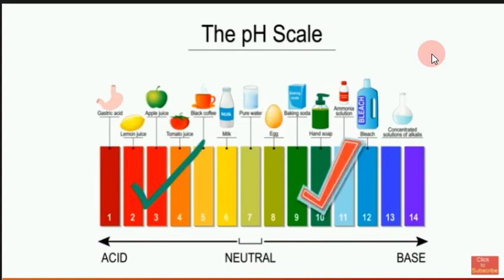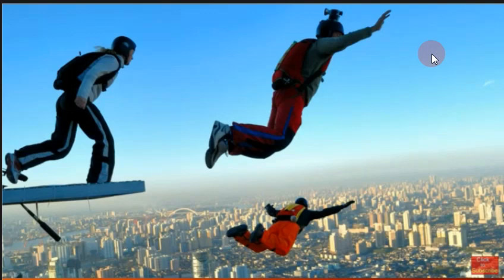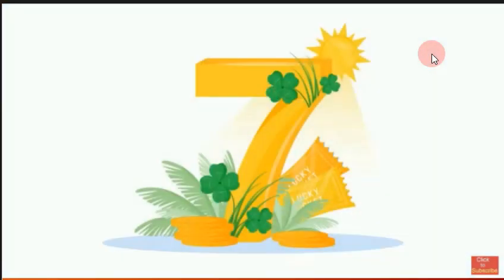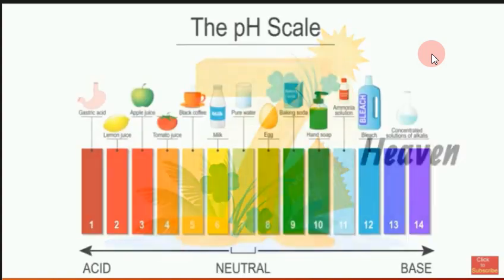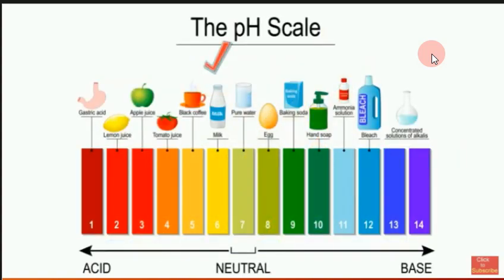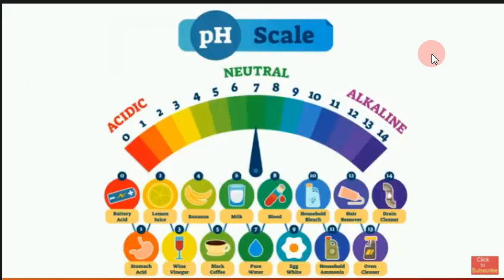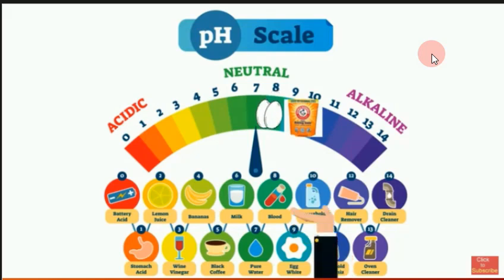I also remember by thinking when you base jump, you jump from a high place. So a base must be a high number. Again, remember, Lucky 7 or 7 heaven is always neutral. Next, let's go through some items that are acidic or basic. Milk is slightly acidic, along with apple juice, lemon juice, and then stomach acid. Some acids can taste very sour. Some examples of bases include eggs, baking soda, ammonia, and bleach. And a base may taste bitter, and it could also be slippery.